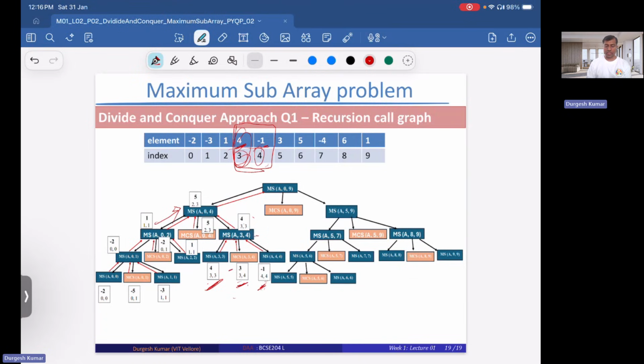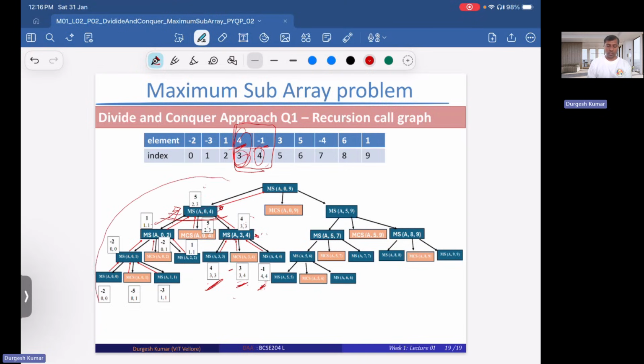So the maximum of these three will be returned by MSA(3,4), which is 4, (3,3). Okay, and then at this point the maximum of all these three will be 1 plus 4, which is 5, and the low and high indices are 2 and 3.